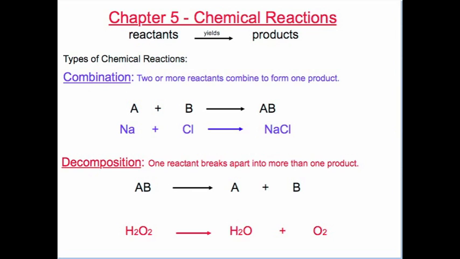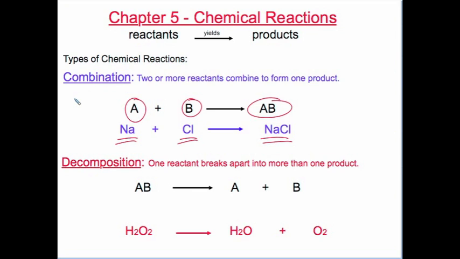A combination reaction happens when two or more reactants combine to form one product. The basic structure looks something like this, where you have element A and element B combining to make a larger product, AB. So a real example would be sodium, Na, plus chlorine, Cl, yields NaCl. It's two smaller reactants combining to form one larger product.